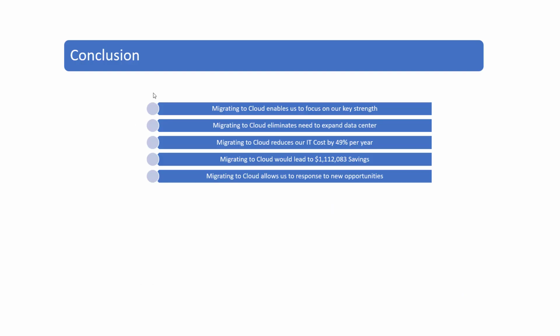So my conclusion is migrating to the cloud will enable us to focus on our key strength. Migrating to the cloud will eliminate the need to expand to a new data center, thereby preventing us from spending those huge capital expenses up front. Migrating to the cloud reduces our current IT cost by 49% per year, and the total savings over a three-year period is $1.1 million. Migrating to the cloud will allow us to respond to new opportunities.